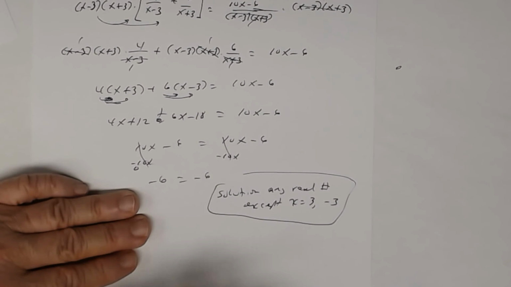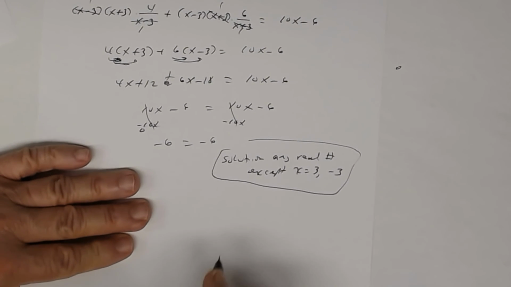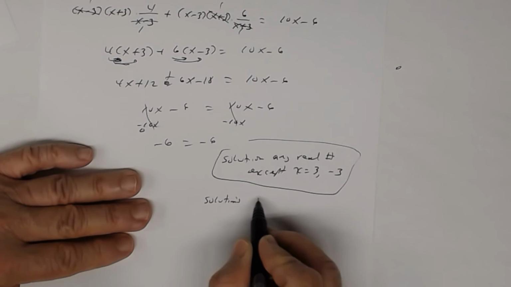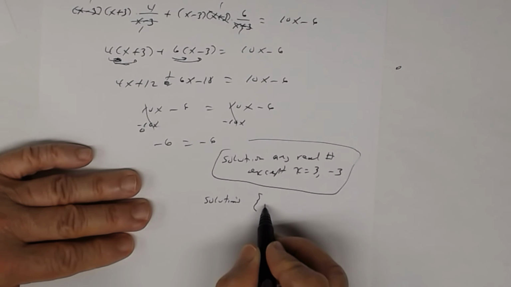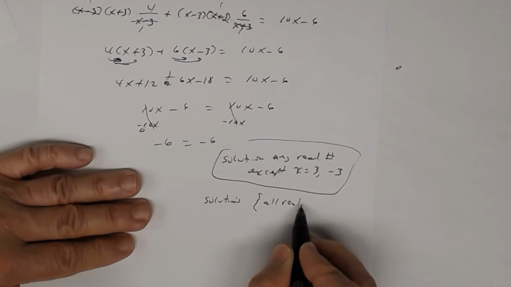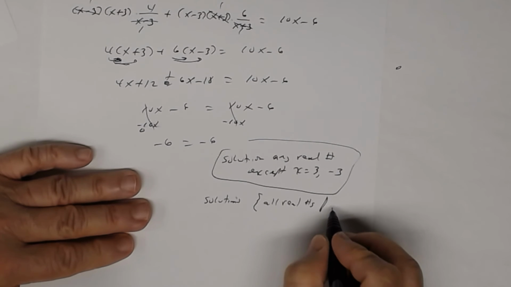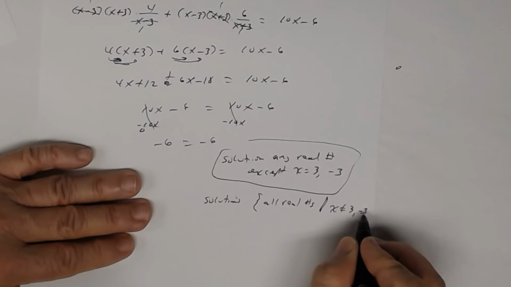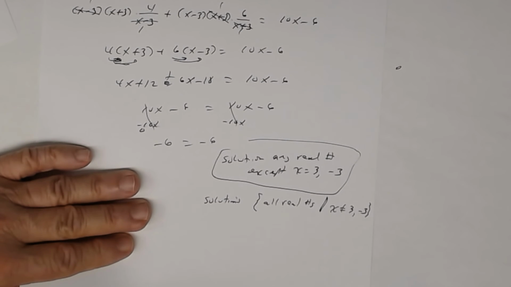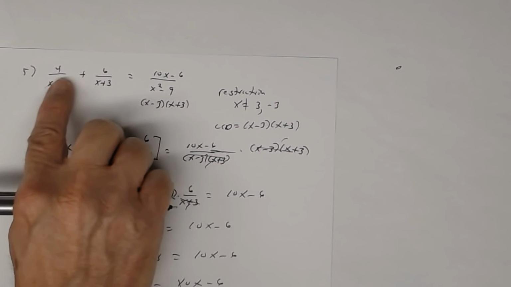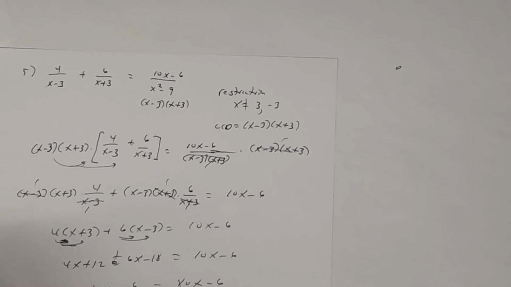Now another way you can write something like this, just in case you see it, is that your solutions would be the set of all real numbers such that, this right here means such that, x does not equal 3, negative 3. All right, but most students will write it like this for right now. So that's what that means. Now you can't use 3 and negative 3, right? Because that makes these expressions undefined.